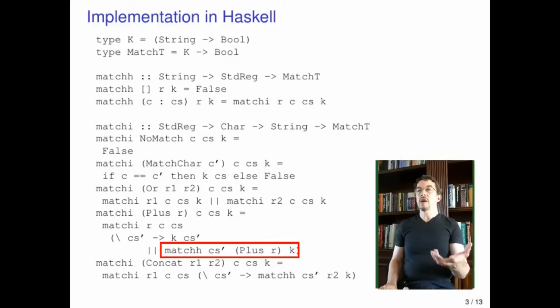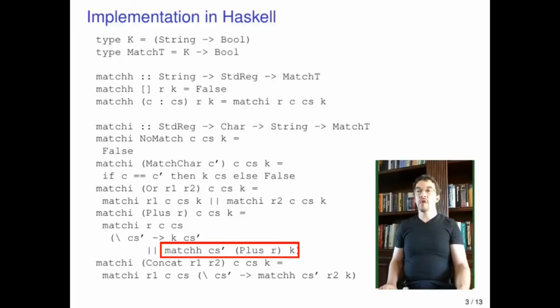Here we see the semantics in the form of these standard regular expressions. For matchI, the no-match regular expression just says nothing's going to match, so you return false. There's the char case with a character c', and you check, does c equal c'? If so, that's the success case, and you invoke this continuation K on the suffix cs. Otherwise, you return false. For an OR regular expression, you just decompose and check disjunctively the two parts of the regular expression.